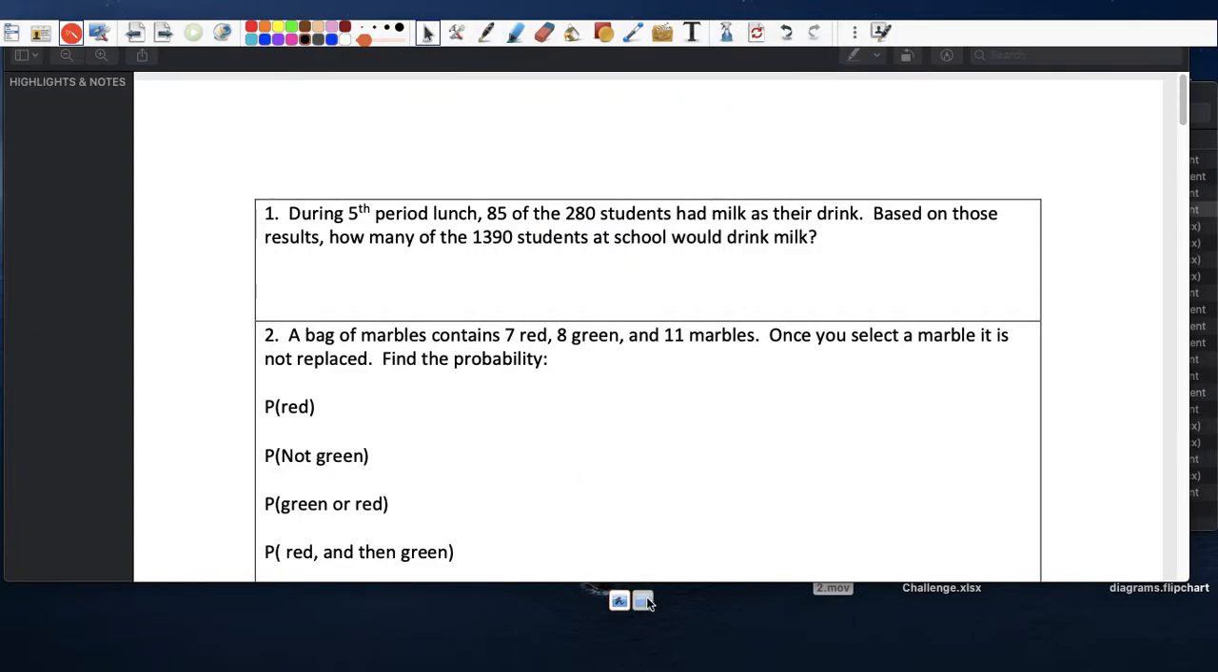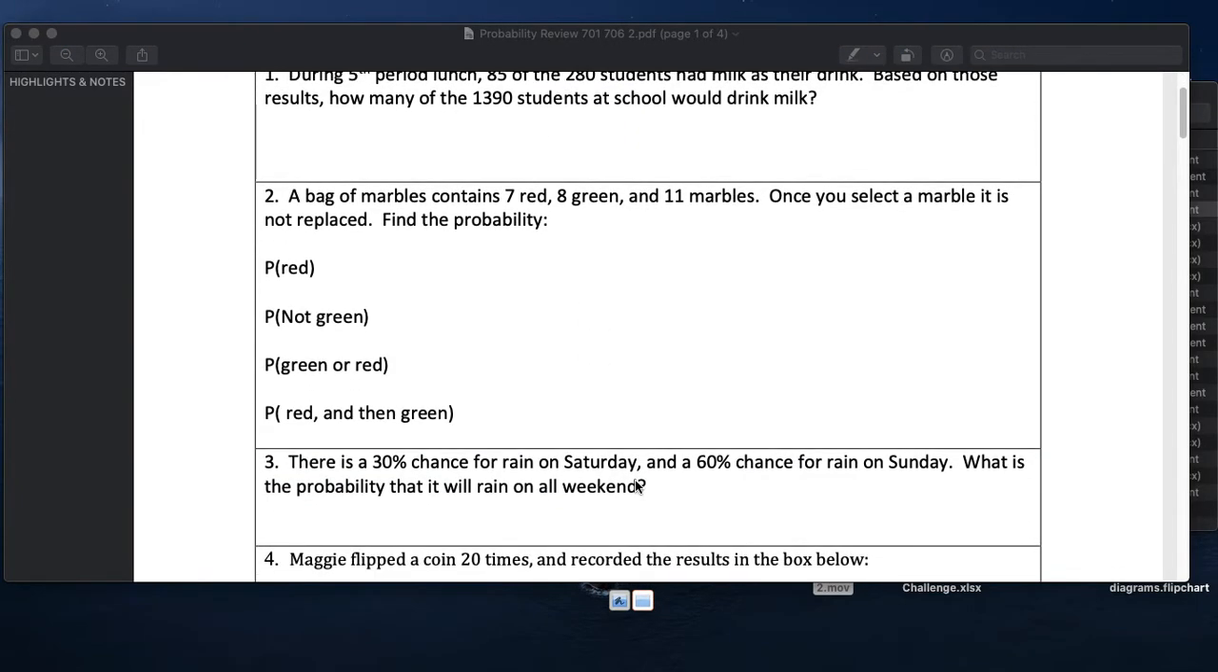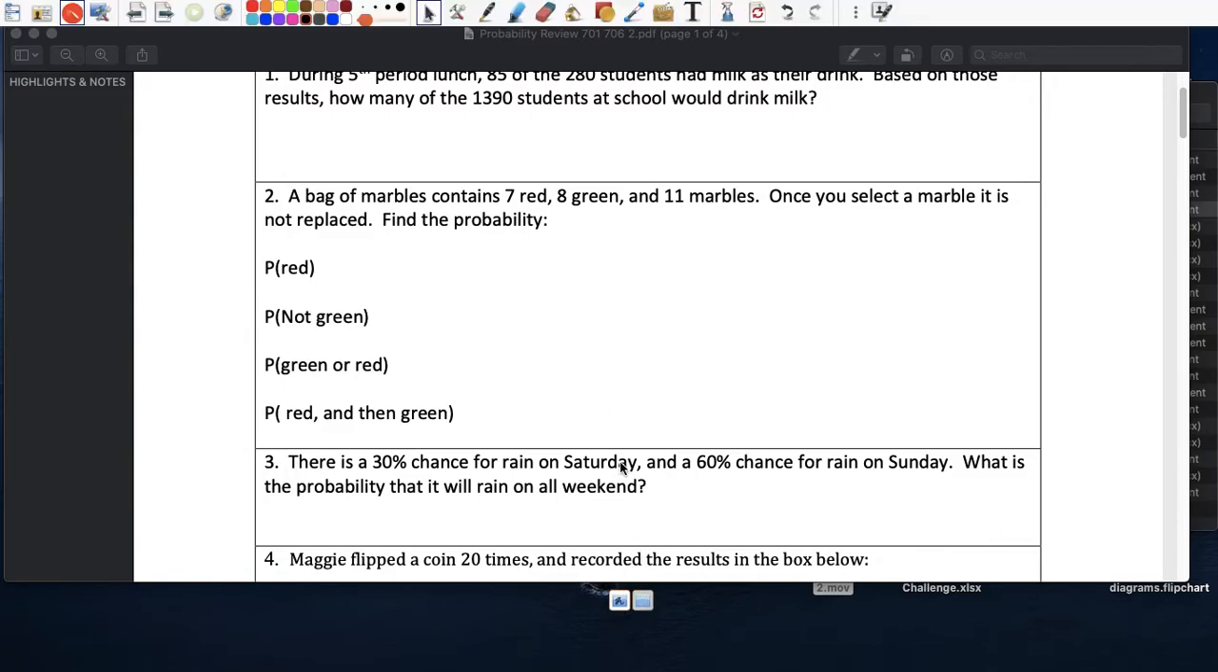A bag of marbles. Once you select a marble, it is not replaced, so it stays out of the bag. All right, so these are different questions. What's the probability of getting red? 7 out of 26.